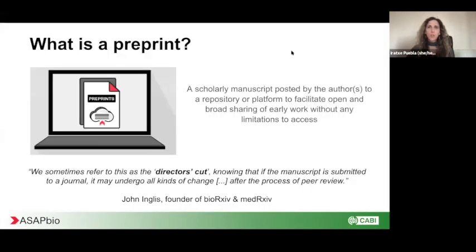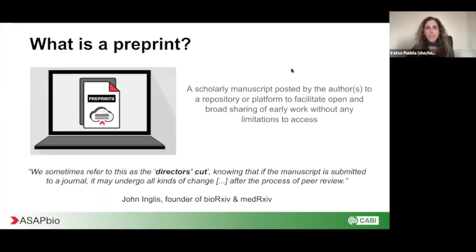So to get us started, we thought we would cover a definition of what is a preprint. And I should start by saying that there is no consensual definition across the community as to what is a preprint, but we thought we would offer one that hopefully is broad enough to cover the majority of uses. A preprint is a scholarly manuscript posted by the authors to a repository or platform to facilitate open and broad sharing of early work without any access limitations.